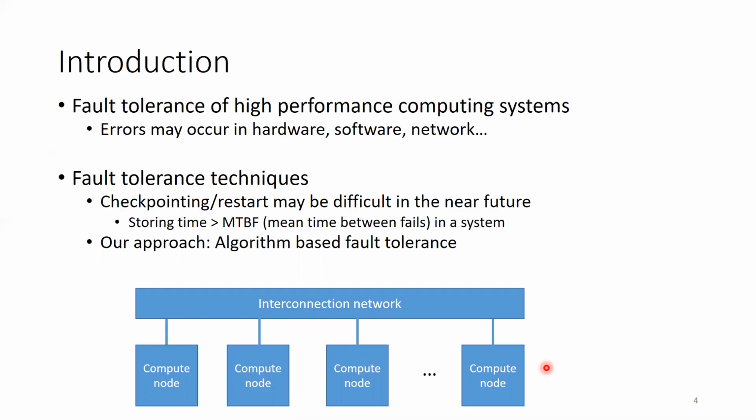There are some ways to achieve fault tolerance, like the checkpointing technique, but this technique may be difficult in the near future because the overhead is very high. The storing time may be greater than the mean time between failures in an exascale system. Another method is algorithm-based fault tolerance. In this work, we propose another algorithm-based fault tolerance scheme to detect and correct errors.